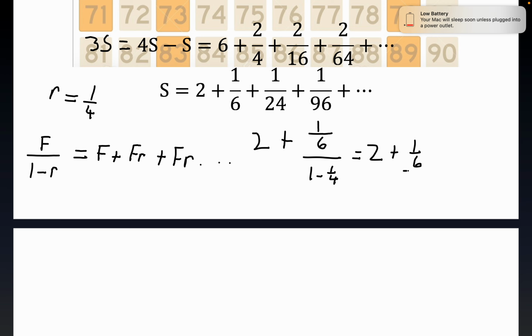But dividing by a fraction is the same as multiplying by its reciprocal, right? And so this would end up being equal to 2 plus, folks, now I'm going to do a little bit here. I'm running out of room. Think of 4 over 3 being multiplied by 1/6. So that would be 4 over 18, right? But 4 over 18 reduces to 2/9.